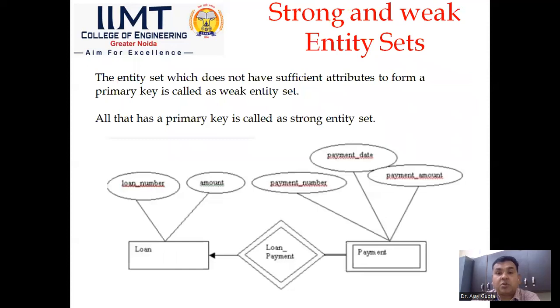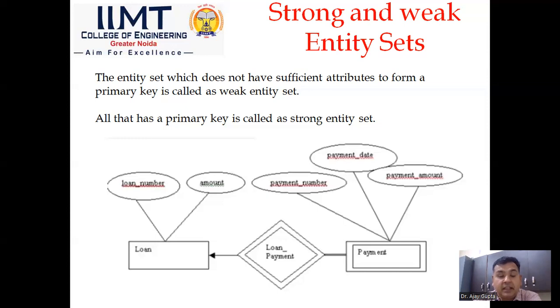Then what is a strong and weak entity set? The entity set which does not have sufficient attribute to form a primary key is called a weak entity set, and the reverse, the entity set which does have sufficient attribute to form a primary key, is called strong entity set. Here we have taken example of loan and payment. We will discuss this example in detail to understand the strong and weak entity set.